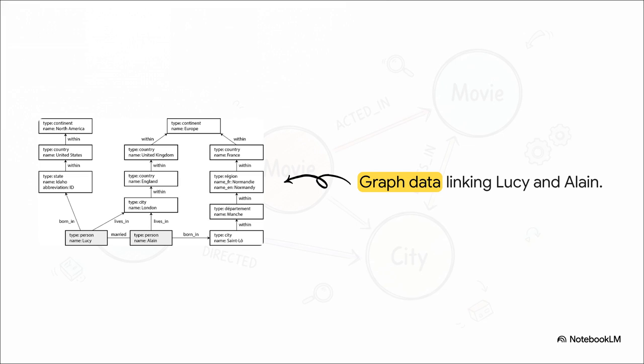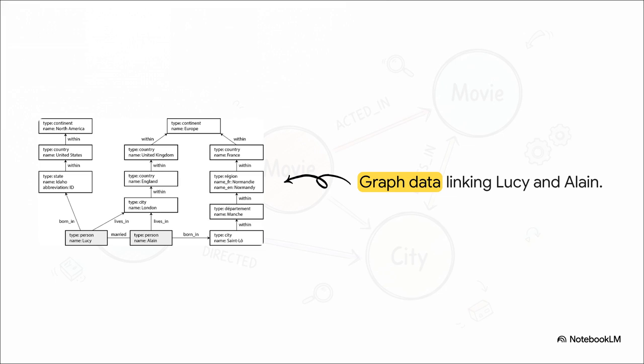From here, we can intuitively trace their geographical and social paths. Just follow the paths with me. Both Lucy and Alain have a lives-in edge pointing to a vertex for London. London then has a within edge pointing to England. England is within the United Kingdom, which is within Europe.